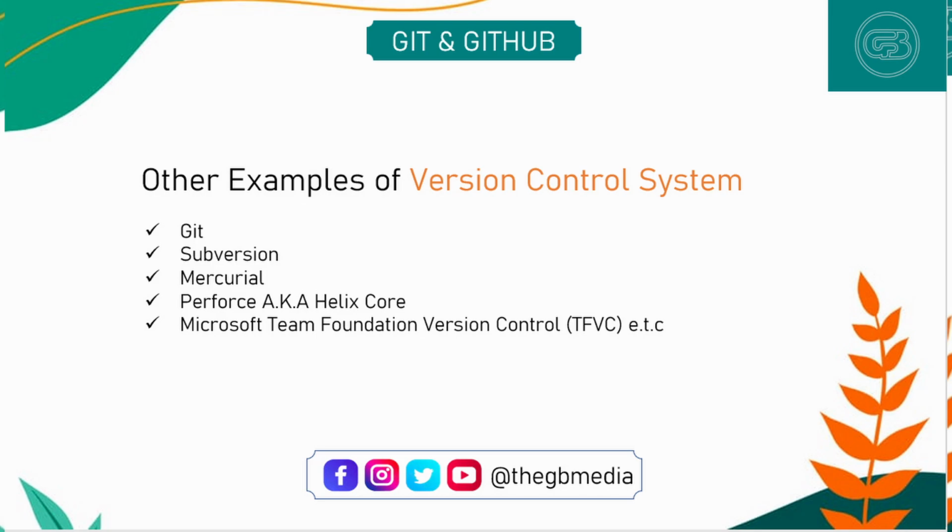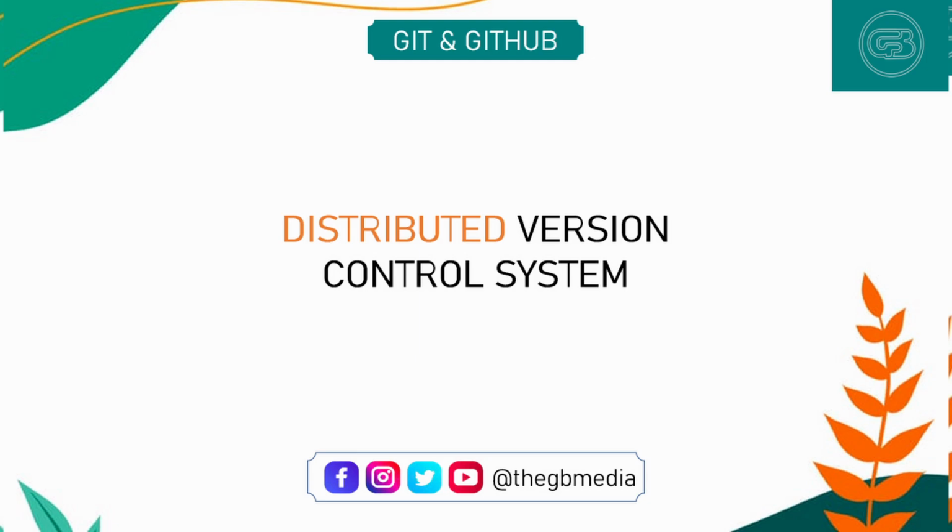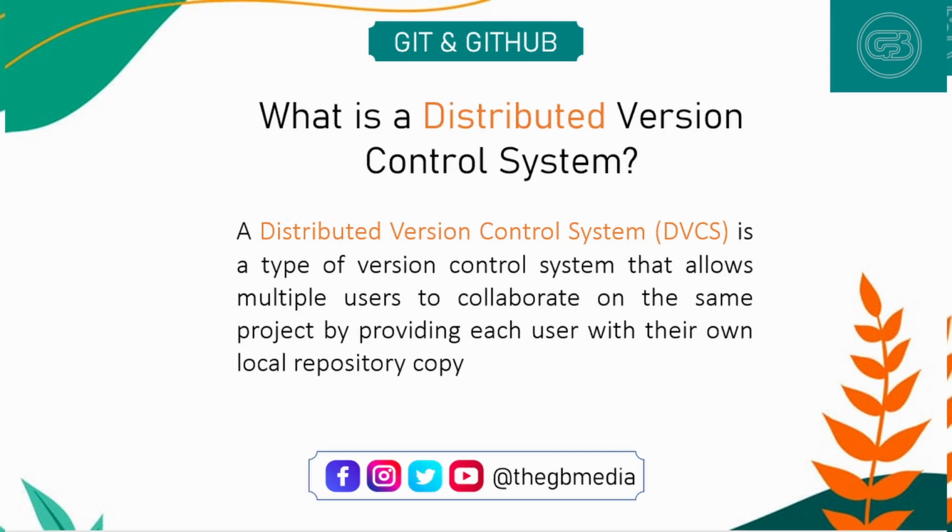Now we'll talk about version control systems. There are different types or kinds of version control systems. I have Git, there's also Subversion, Mercurial, Perforce, and Microsoft Team Foundation Version Control, etc. Now, we said Git is a distributed version control system. What do we mean by that, distributed? A distributed version control system is a type of version control system where the entire code base, including its full version history, is on every developer's computer.